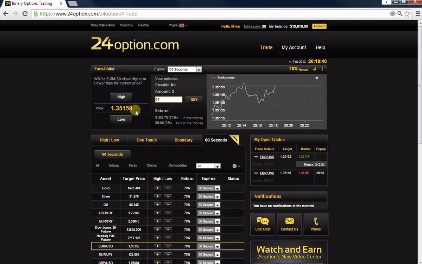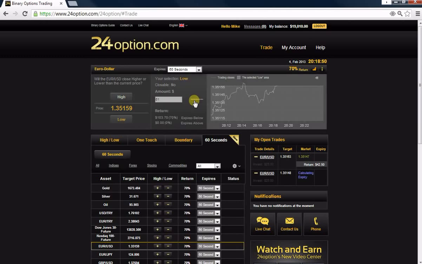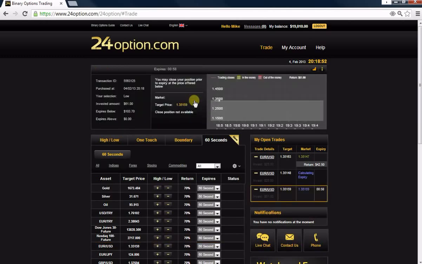Our profit's going to be $103, $104. Looks like we're going to lose this trade, so I'm getting ready with my put. Yep, we lost that trade. So we're going to put in the $61 trade.